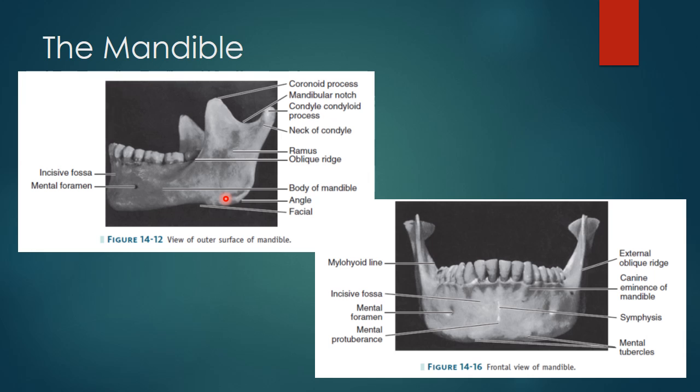The body of the mandible also has two surfaces, one external and one internal, which is not shown in this slide. The body of the mandible also has two borders, one superior and one inferior. The body consists of two lateral halves which are joined at the median line shortly after birth.